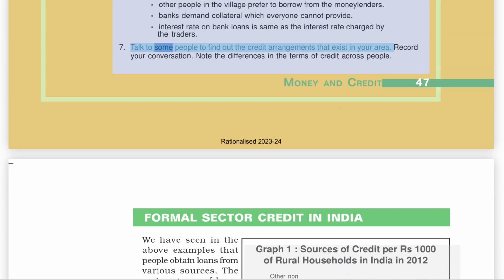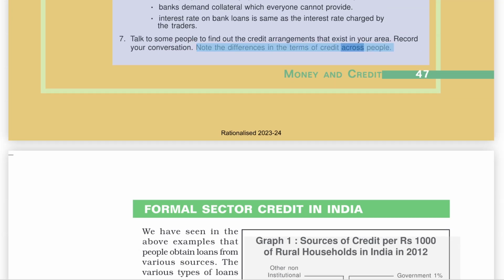7. Talk to some people to find out the credit arrangements that exist in your area. Record your conversation. Note the differences in the terms of credit across people.